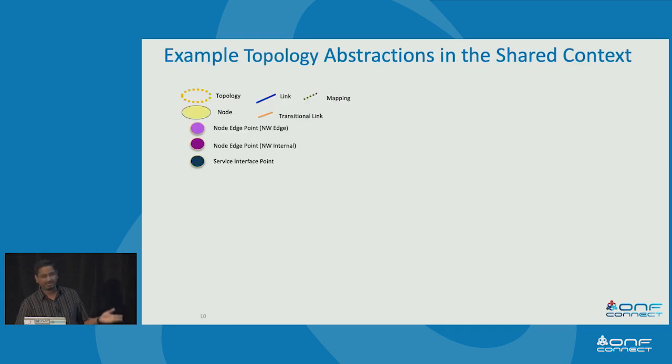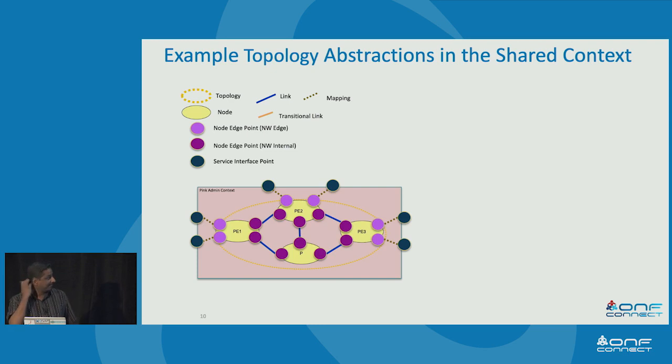So going from there, with the physical example that we had, now I'm going to introduce some concepts in TAPI. The first one is the service interface point. Remember in the physical network there were interfaces between the client devices and the actual provider devices. Those interface points we represent by what we call service interface points. Now the service interface points are abstract and logical. They don't have to be one-to-one with anything physical, right? It's a logical representation of the interface.